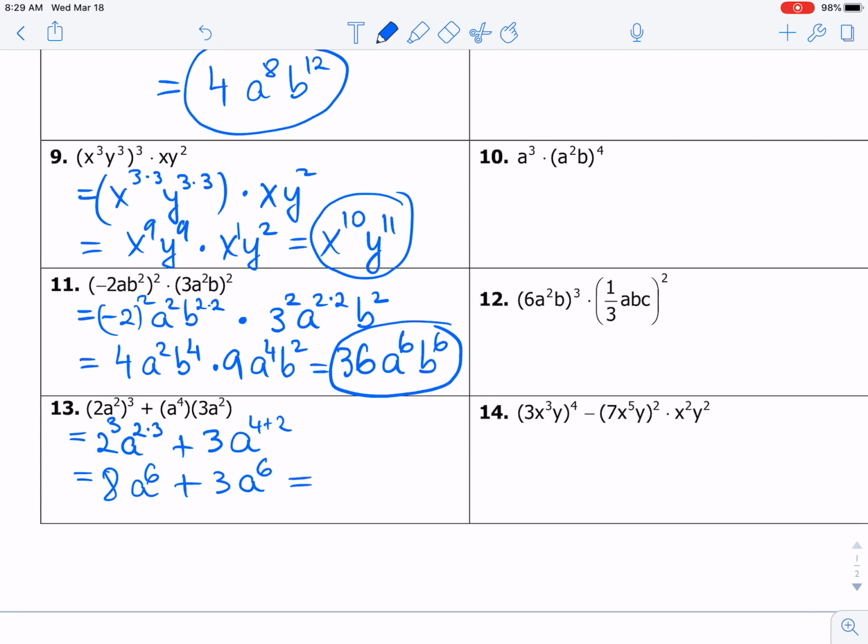Now we're going to use the addition, and what are we going to do? We have the same variable with the same exponent, so we're just going to combine the coefficients. So 8 plus 3 is 11, and we keep the variable with the same exponent.